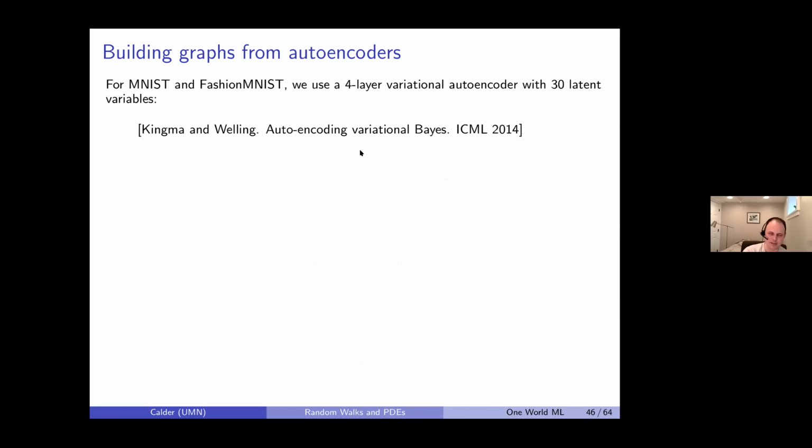We used very, very simple things for MNIST and fashion MNIST. We used a 4-layer variational autoencoder with only 30 variables.